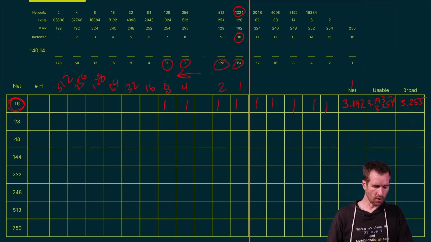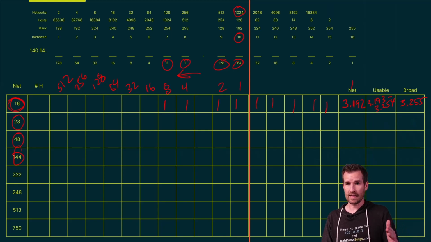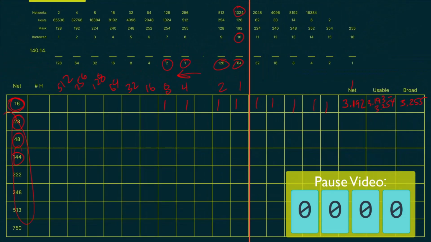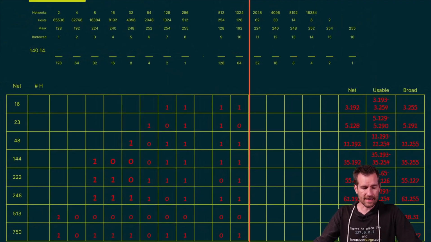So what you can do is go through these and practice each one of these to get good at this. Go ahead and figure out what the network ranges are for each one of these here on the left-hand side. All right, here are the answers. I'm going to give you an opportunity to pause the video again and go ahead and check your answers.